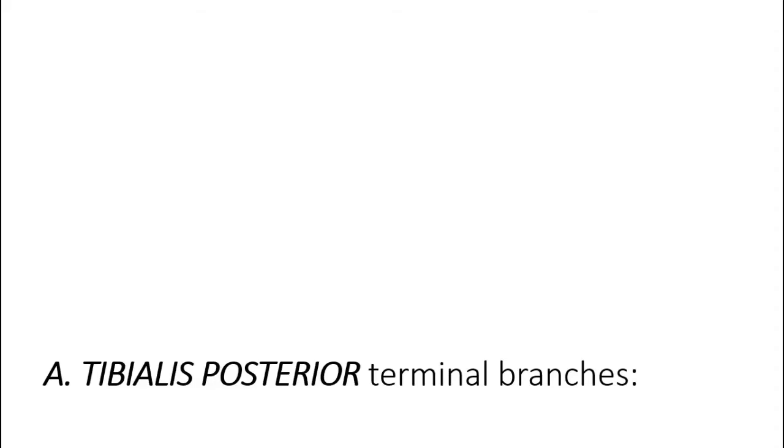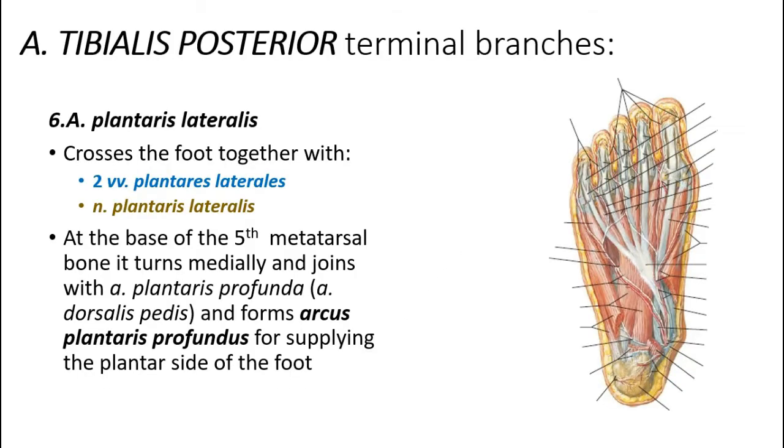Okay, so let's take a look at the terminal branches of the arteria tibialis posterior. These are the arteria plantaris lateralis and medialis. The most important one is the lateral one. The arteria plantaris lateralis, which is here, will go from the medial surface of the foot, then cross the foot in a lateral direction, together with the nervus plantaris lateralis and the two venae plantares laterales.